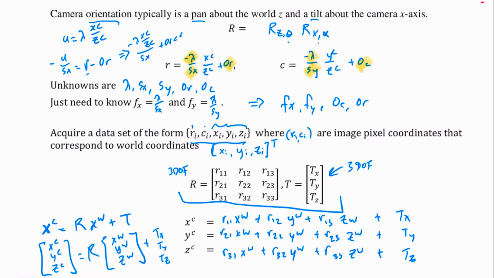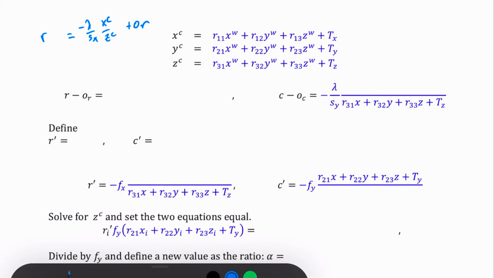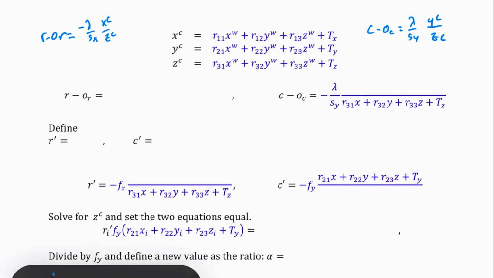So we have these three equations. Let's take our equation that we had for r. Remember, we had that r is equal to negative lambda over sx, xc over zc plus or. Let's just take that term there and move it over to the other side and subtract it off. We can do a similar thing, saying that c minus oc is equal to lambda sy, yc over zc.